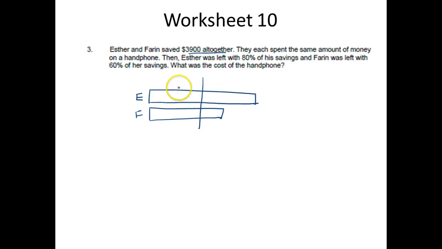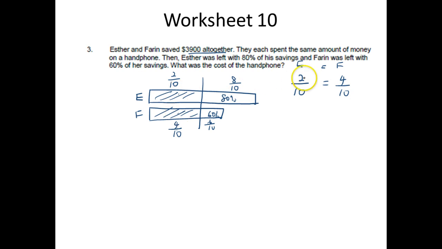Okay, so this is Esther, left 80%. So it's 8 out of 10. So she spent 2 out of 10. Farin was left with 60%, so it's 6 out of 10. He spent 4 out of 10. So we know that these two are the same amount, right? Because they say spend the same amount. So 2 out of 10, that is Esther, and Farin is 4 out of 10. So 2 out of 10 is equal to 4 out of 10.